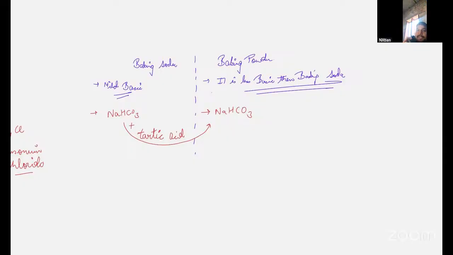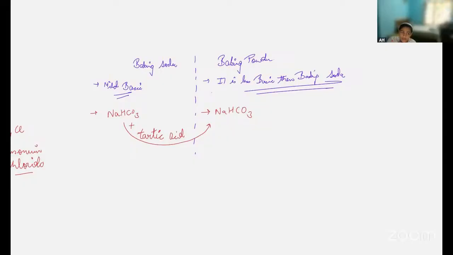So the basicity of the baking soda will be a little less, and it becomes baking powder. Just that tartaric acid is added to baking soda, making it less mildly basic. Then it becomes baking powder.